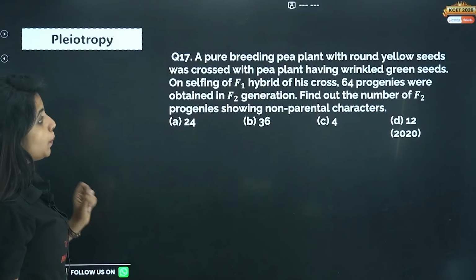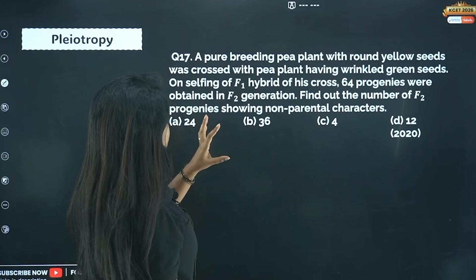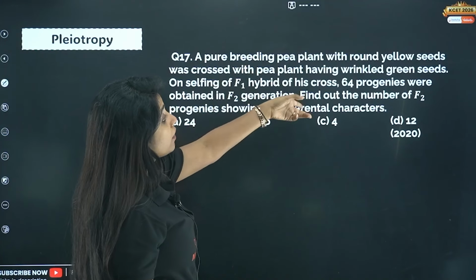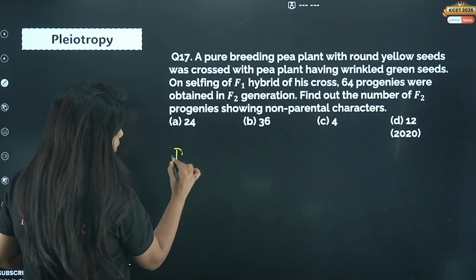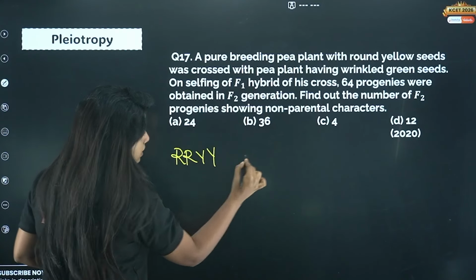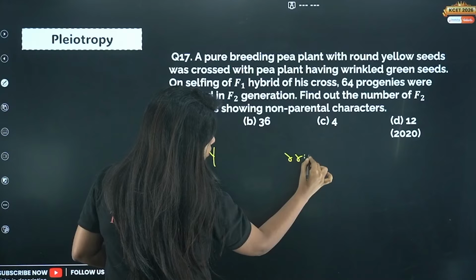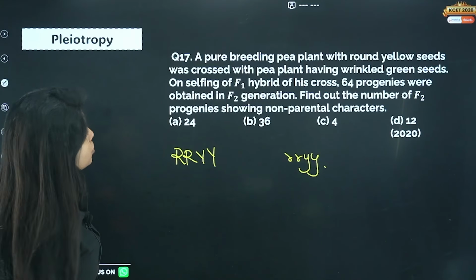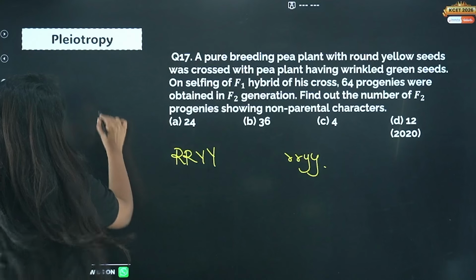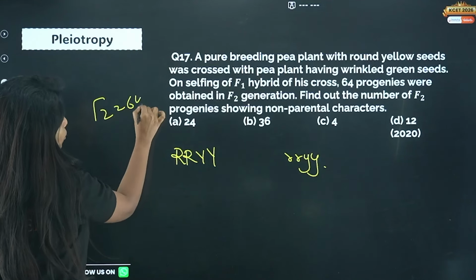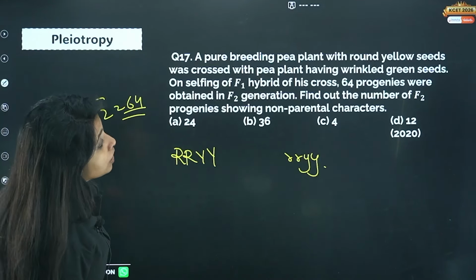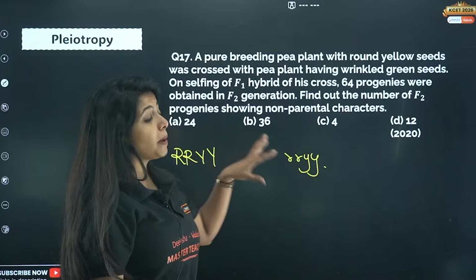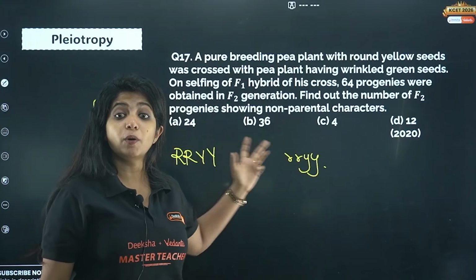Next question. A pure breeding pea plant with round and yellow seeds was crossed with a pea plant having wrinkled and green seeds. So pure breeding means again round and yellow like this, and wrinkled and green seeds means it will be like this. Okay? So on selfing of F1 hybrid, 64 progenies were obtained in the F2 generation. Find out the number of F2 progenies showing non-parental character. That means something that was not found in the parents.